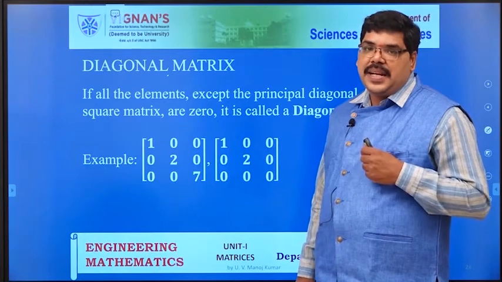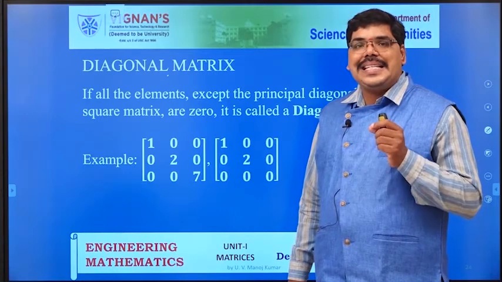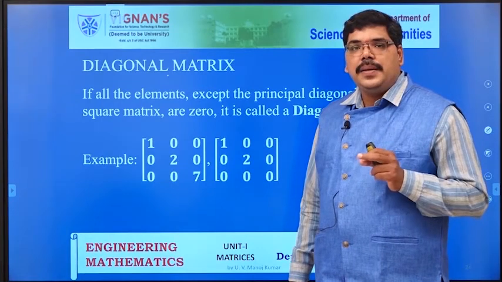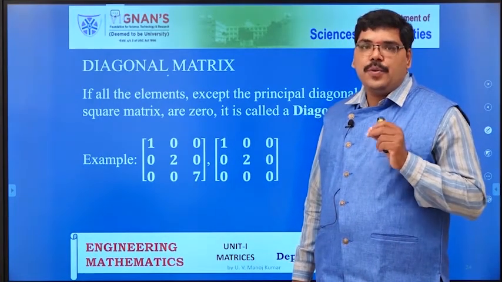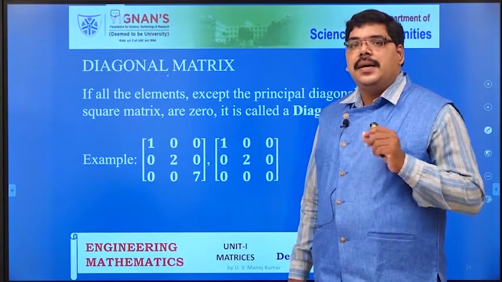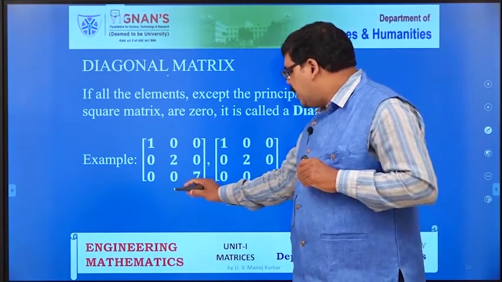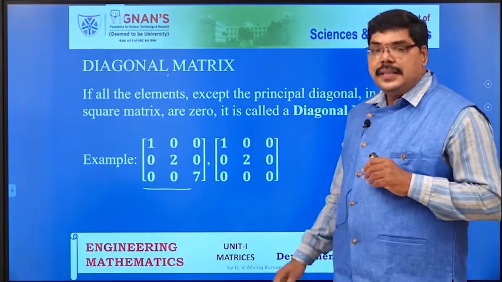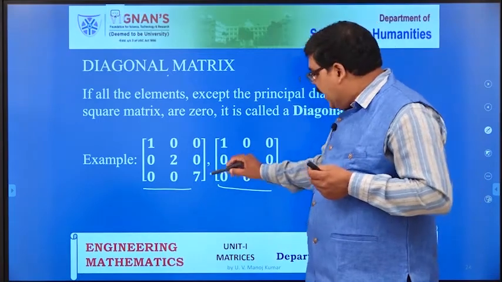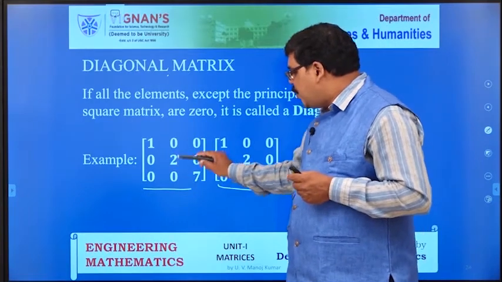What do you mean by a diagonal matrix? A matrix in which all the elements except the principal diagonal are zeros. Such a matrix is said to be a diagonal matrix. So, come again. What is a diagonal matrix? Only diagonal elements should be there and all remaining elements should be 0. See the example here, a 3 by 3 diagonal matrix. Except the principal diagonal elements, all remaining must be 0.